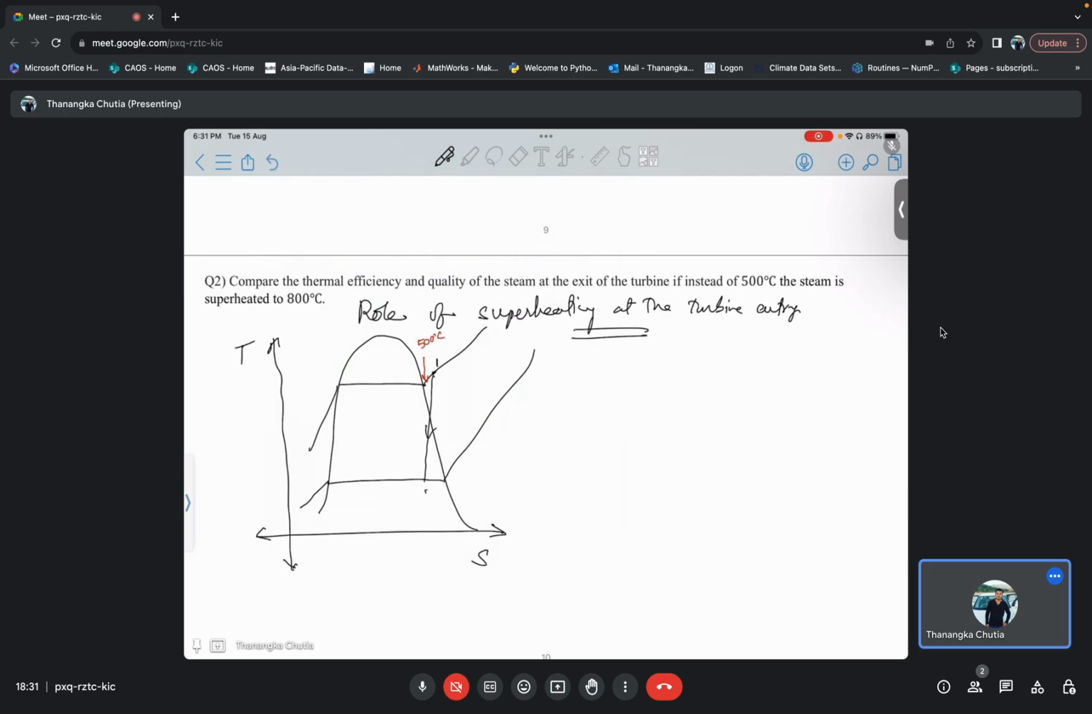So 1 to 2, 2 to 3, 3 to 4, and then 4 to 1. This point is nothing but my 800 degrees Celsius. The pressures are the same: this pressure is 8 megapascal and this pressure is 0.016 megapascal. So what are the values at 0.016 megapascal?